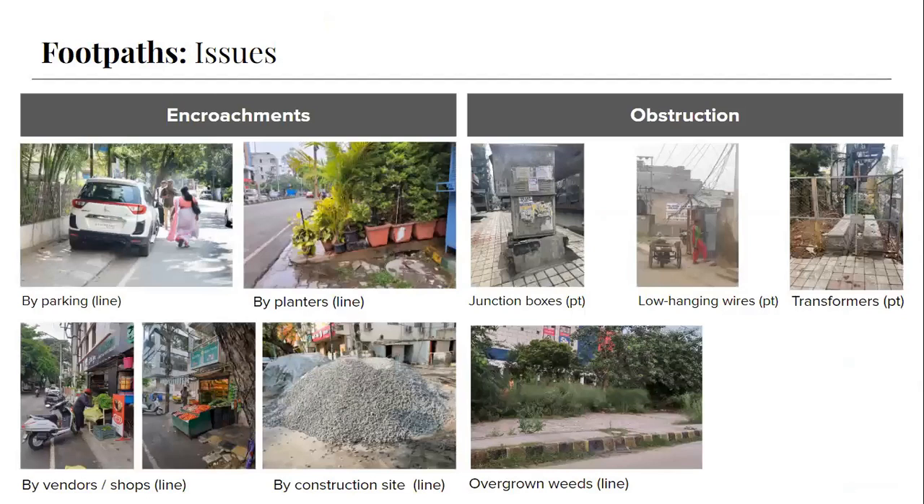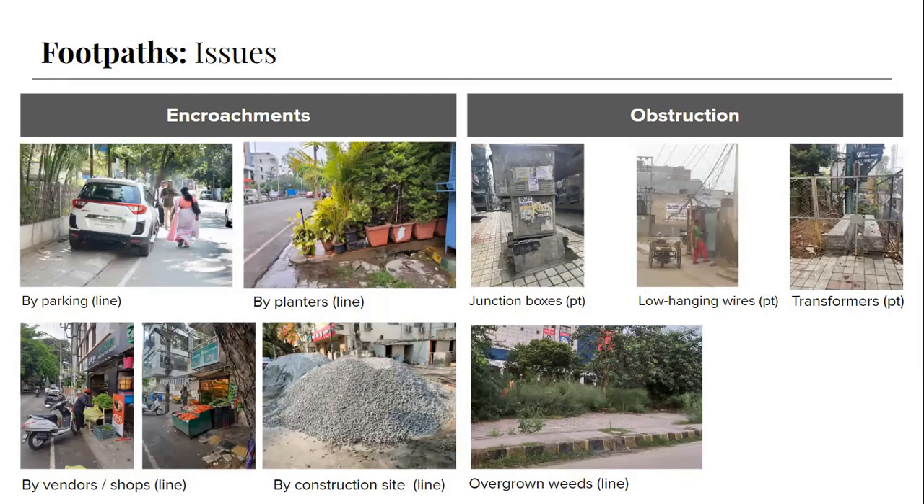So these are the images, basically. For encroachments, you'll see this image where the car is parked on the footpath, where homes sometimes take over the footpath for their plantation. Vendors, of course, and commercial establishments just spread onto the road. Construction sites are very common. You'll find that they've just taken over the footpath for either the guards' cabin or even the construction work, the material, etc.